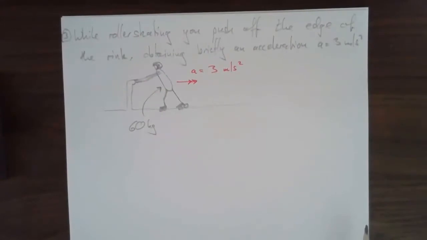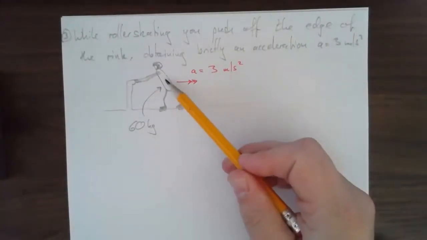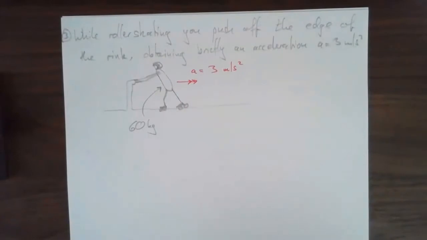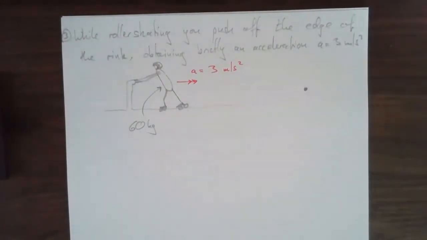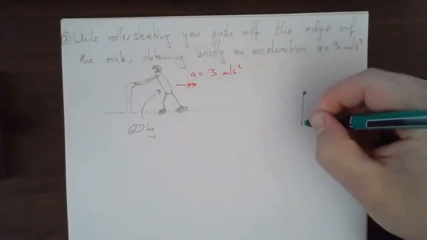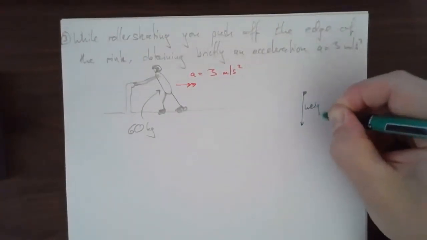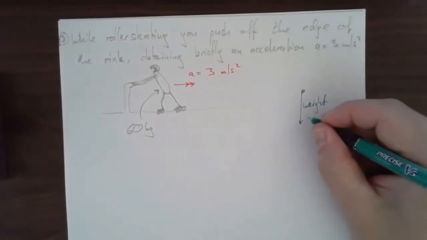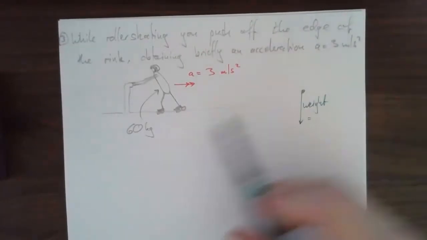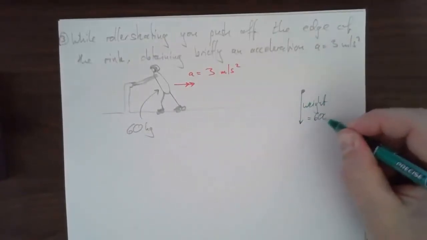Okay, so what forces are acting? Well, we could start with the weight, right? And the weight is indeed going to be acting. Let me draw a free body diagram over here. Just the weight down. And the weight is going to be equal to mg, so we know what that is. 60 times 10, that's 600 newtons.